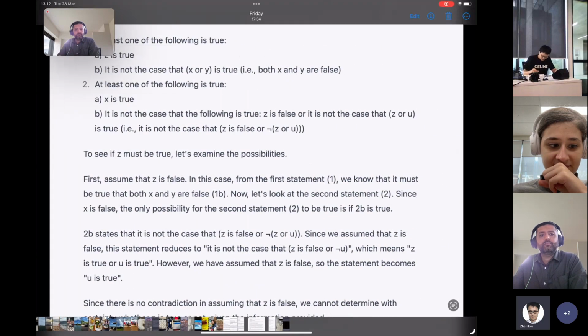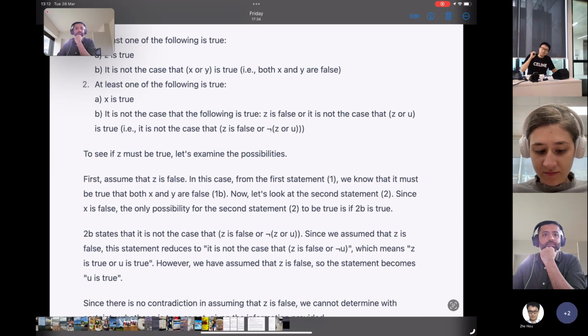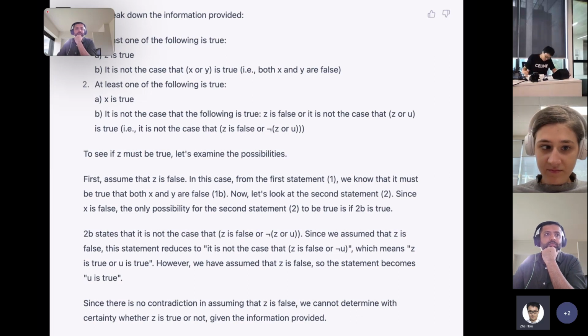So I asked it again with a different way to frame the question, and now it gets a question right, but it gives a wrong answer. I see it says... I mean, you don't have to read all those paragraphs. In the end, it says, we cannot determine the certainty whether Z is true or not.